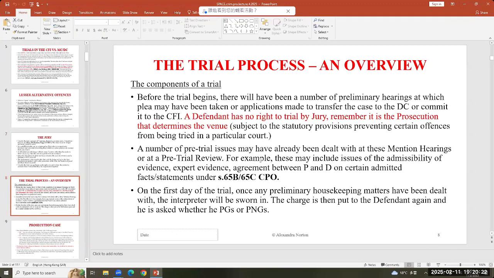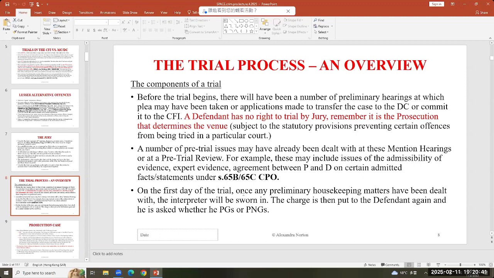Remember that a defendant has no right to a trial by jury, right? That's been clarified as a result of the introduction of the NSL. But we may have a number of pretrial issues that are dealt with, and you may remember from evidence law, section 65B and C. So we'll do a brief refresher on that.